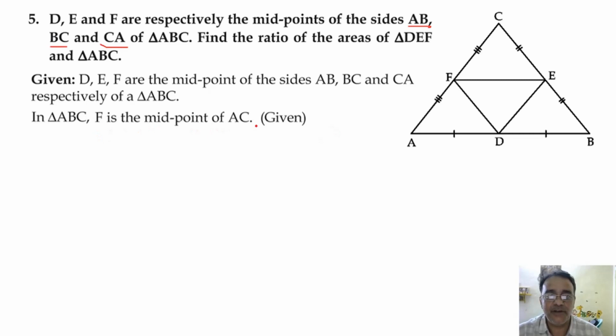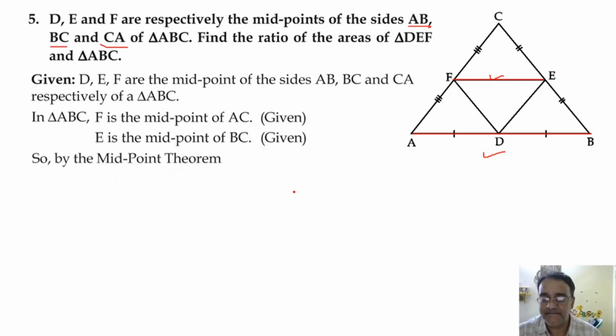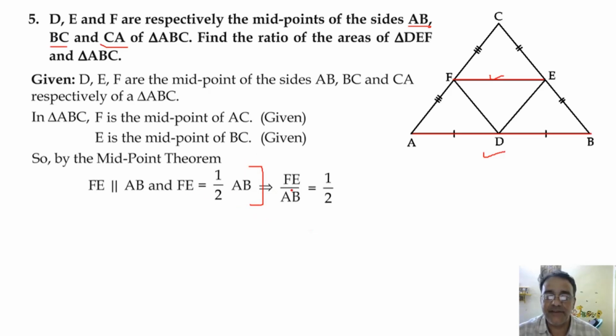Okay, so F is the midpoint of AC and E is the midpoint of BC. So what can you say about these two? They are parallel. That means FE is parallel to AB. And what is the relation between the lengths? FE is half of AB. So by midpoint theorem, FE is parallel to AB and FE is half of AB. Right? FE is half of AB means we can write FE upon AB is equal to 1 by 2. Is this clear? Yes, sir.